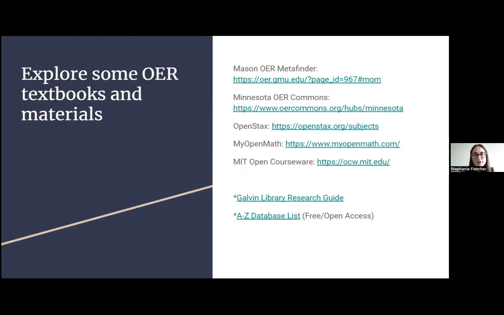The Minnesota OER Commons stores high quality OER from curriculum experts in a variety of subject areas. Again, this includes textbooks, but other materials as well. OpenStax, which we've mentioned a couple times, is part of Rice University, and this repository includes peer-reviewed and openly licensed textbooks, so looking specifically at textbooks here. And their mission is to improve educational access and learning for everyone.